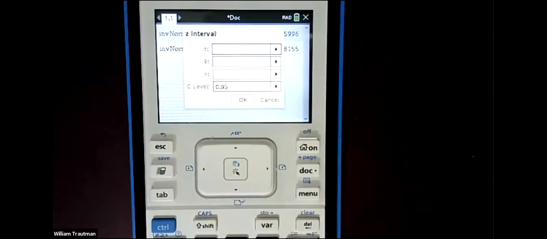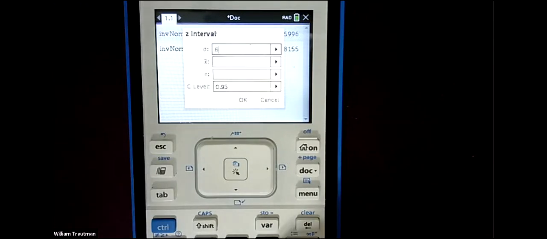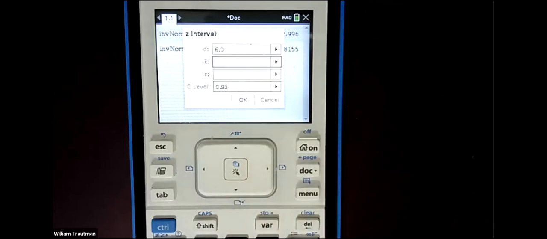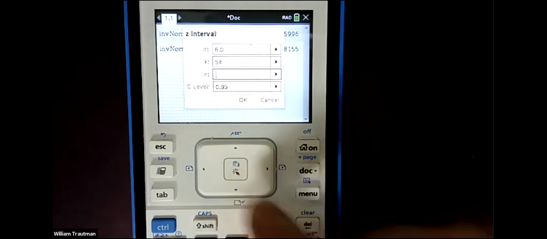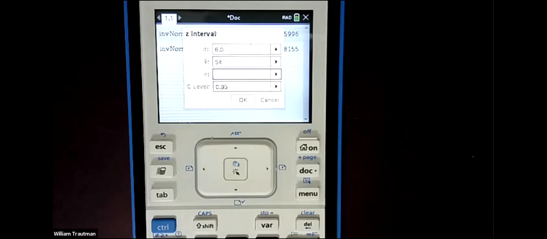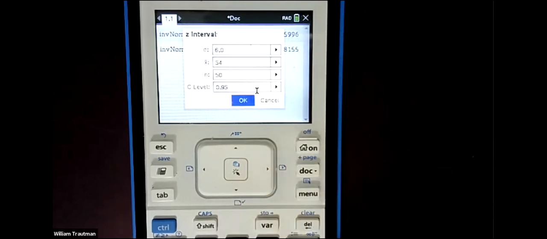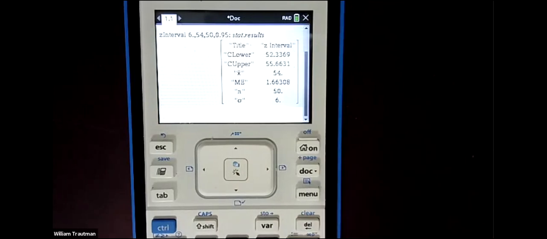It's asking for the population standard deviation, and we already said that was 6.0. Then it's asking for the average. Our average is 54 days on the lot. And then it's asking for N, the number of samples taken, and N was 50. And then the confidence interval was 95%, so we put 0.95, that's already in there. When I hit enter, I have my confidence interval.